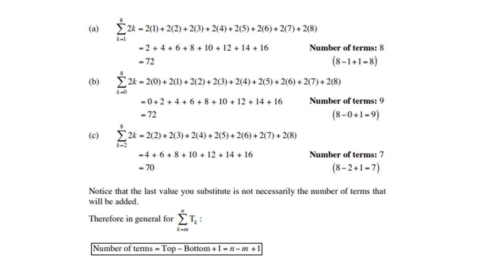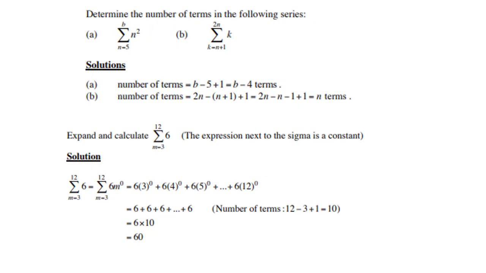Notice that the last value you substitute is not necessarily the number of terms that will be added. So therefore, in general, for the sigma of t_k, k equals m to n, the number of terms will be the top minus the bottom plus 1. Take note, the top minus the bottom plus 1. So it's n minus m plus 1. It's a very important formula to help you determine how many terms there are in this series.